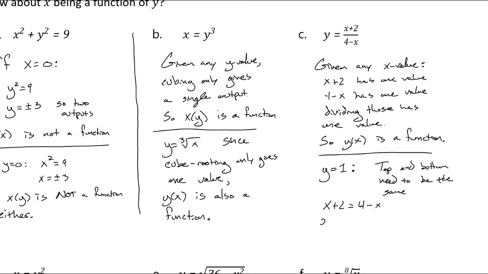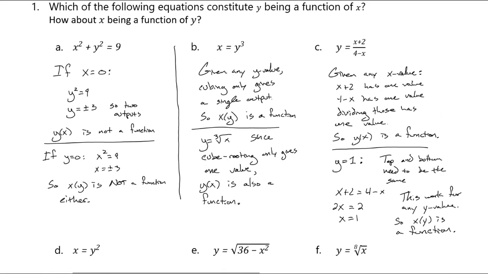Now I can add the x to the left and get 2x, subtract the 2 to the right to get a 2, and then x just equals 1. And we could choose this for any y value, not just y equals 1. This works for any y value. You can try a few if you'd like. So x of y is a function. If we choose a y value as an input, there's only one x value as an output that corresponds. All right, we've got 3 more here.